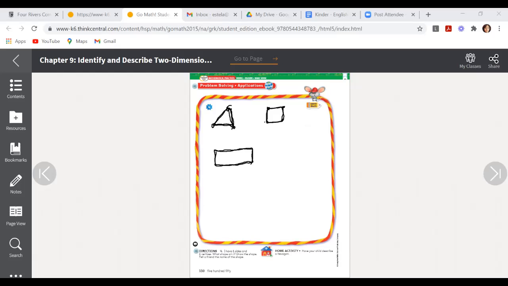Remember, the square has 4 sides and 4 vertices, but they're all the same length, same size. A rectangle has 2 sides that are longer and 2 sides that are shorter than the other. Thank you, Naisea. I'm gonna ask Beth, what's the name of this shape?